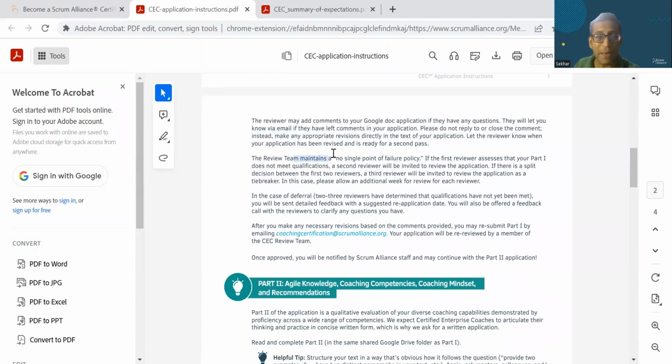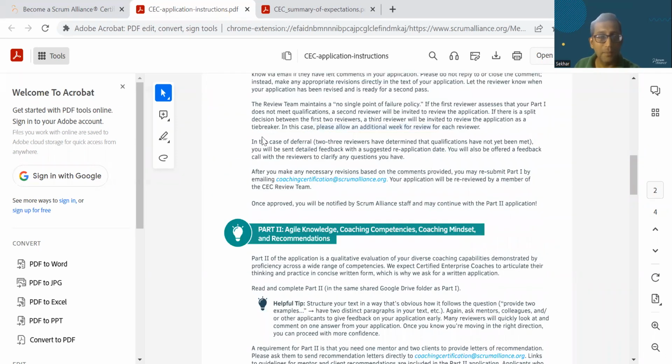The review team maintains a no single point of failure policy. Okay. If the first reviewer assesses that your application doesn't meet the qualifications, a second reviewer will be invited to review the application. If there is a split between the two reviewers, a third reviewer is invited to review the application as a tiebreaker. And in this case, please allow an additional week for each reviewer.